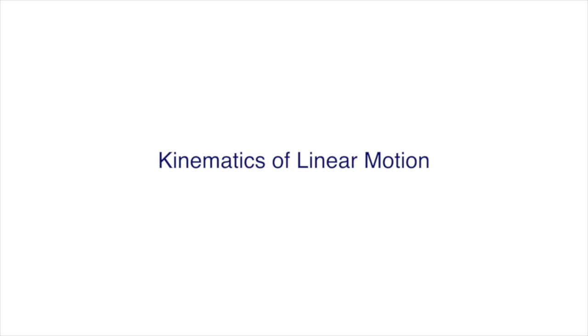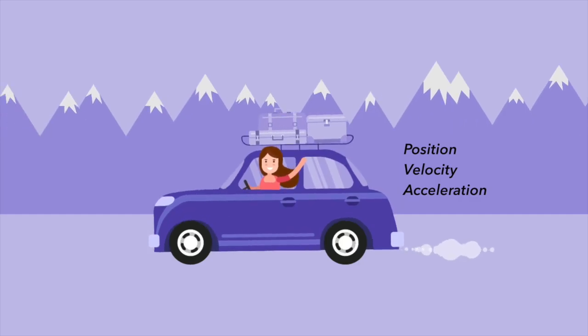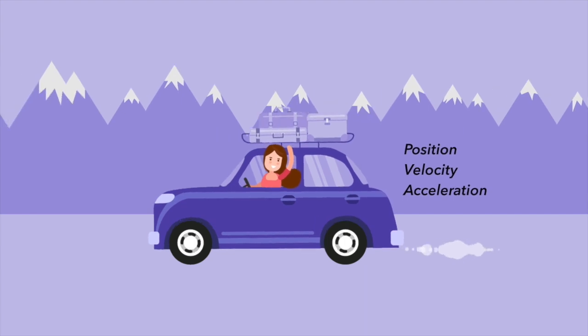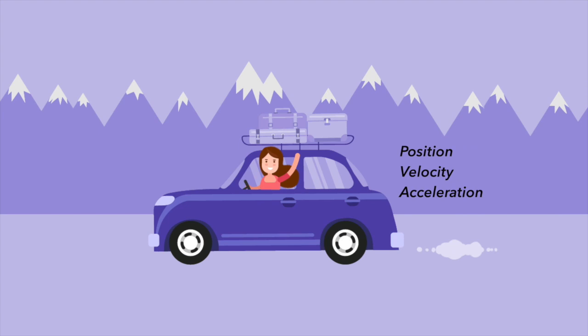Kinematics of linear motion is the study of the motion of objects without considering the effect that produces the motion. It involves the analysis of the position of an object, velocity, and acceleration in their relation to time.